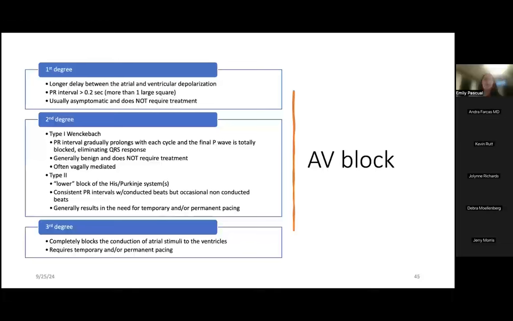Type 2 is pathologic, so it's lower. It's not at the level of the AV node. So now we're talking about the His-Purkinje system. There are consistent PR intervals with the conducted beats, but there are occasional non-conducted beats. Most of the time, this results in the need for permanent pacing, especially if it's happening while the patient is awake and they're symptomatic. Third degree AV block is definitely pathologic. This patient needs a pacemaker. Essentially, there's complete block of conduction from the atrium to the ventricle. So they're not communicating with each other at all.